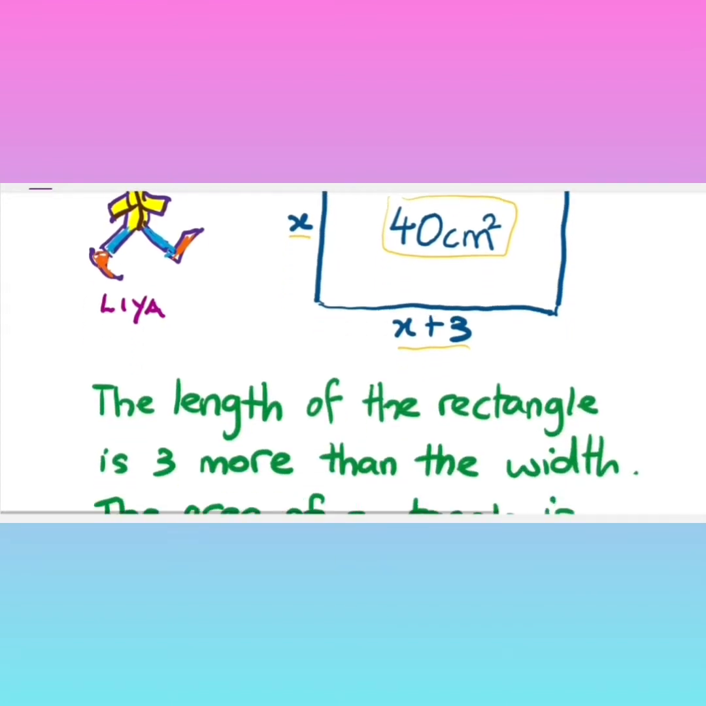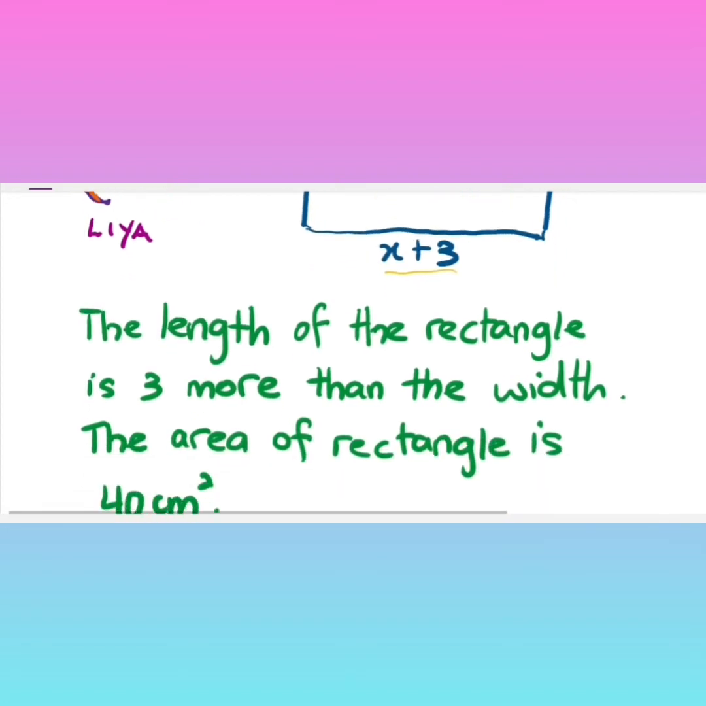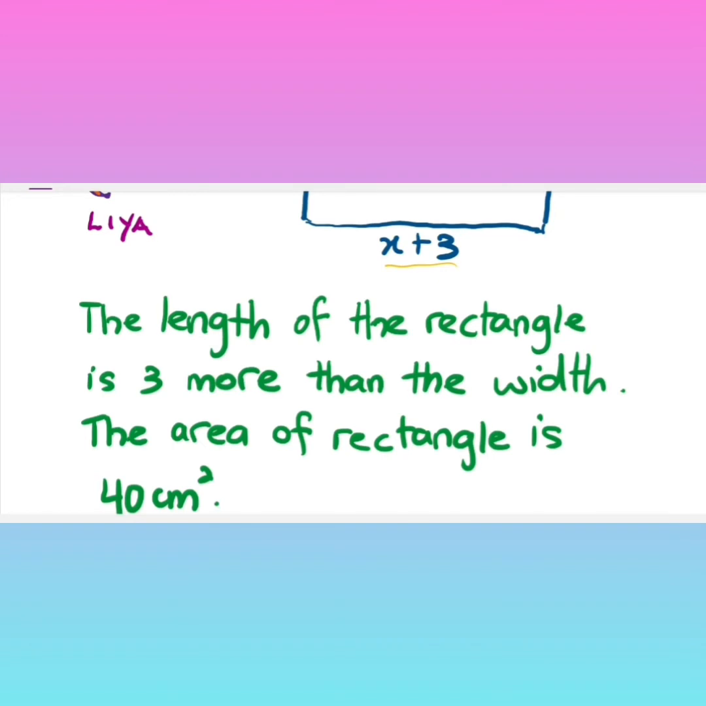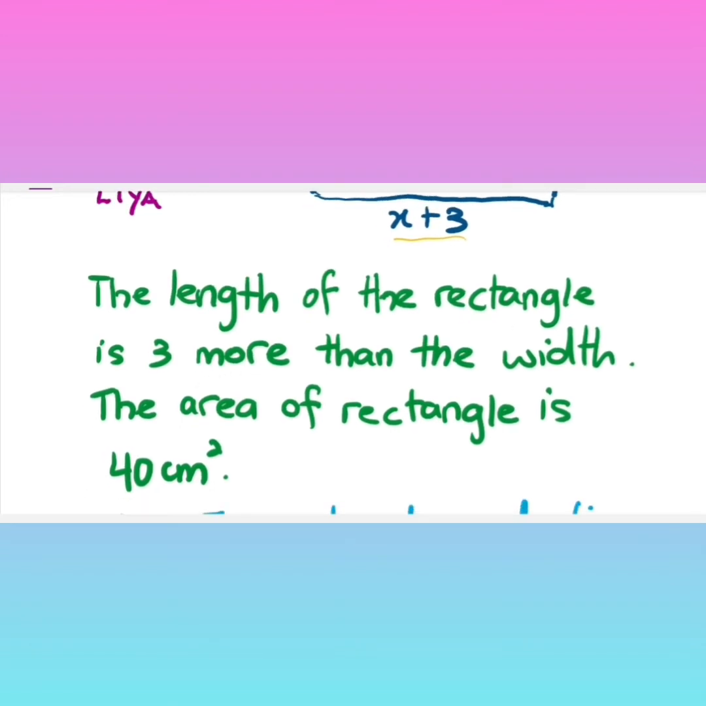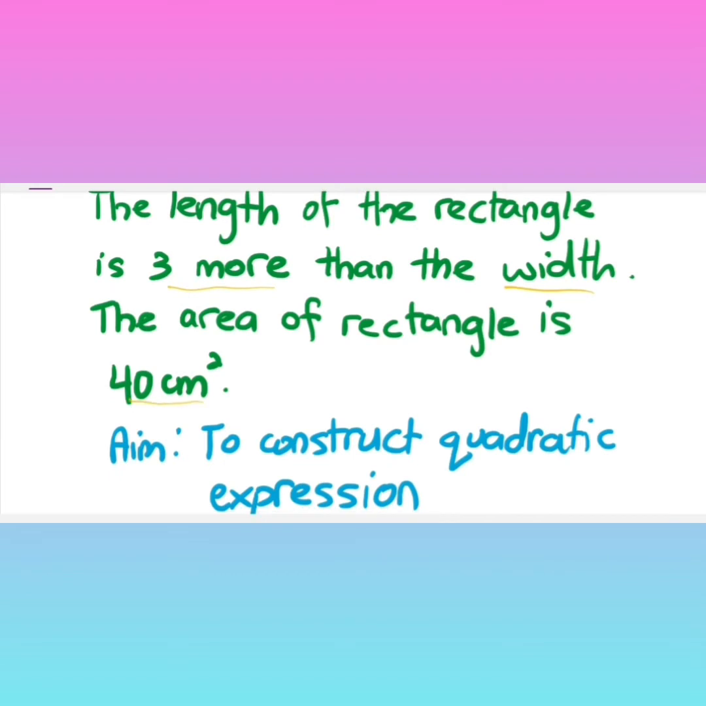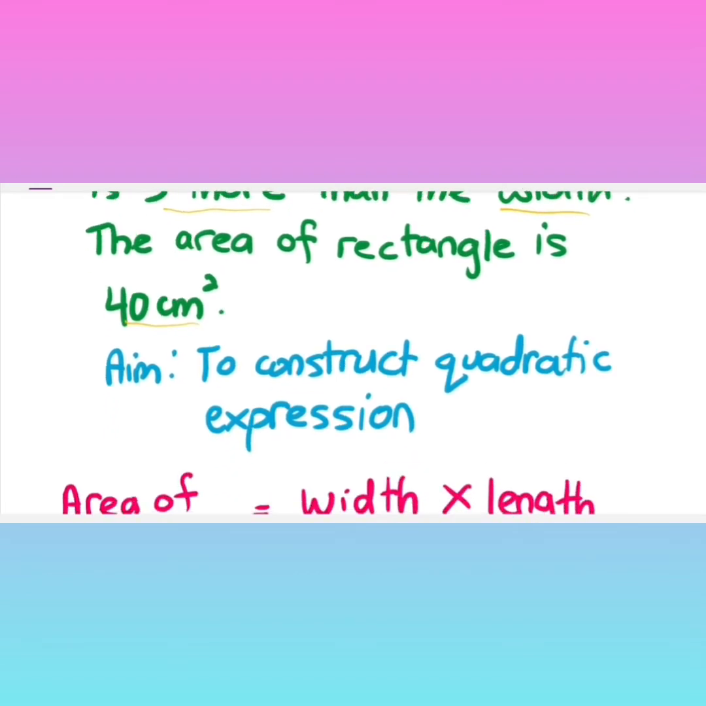Okay, so then they're asking her to kind of guess what is the dimension. So here she's thinking of using quadratic expression to get the dimensions. So now what we're going to do is I'm going to explain the length of the rectangle. I've written here it is 3 more than the width, alright, and the area is 40 cm squared. So here the aim of this explanation today is to get the quadratic expression.